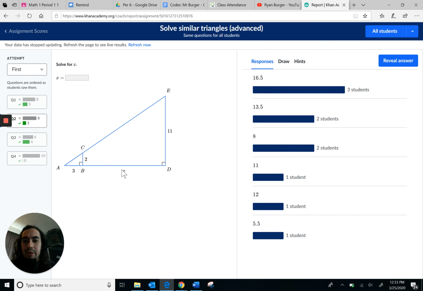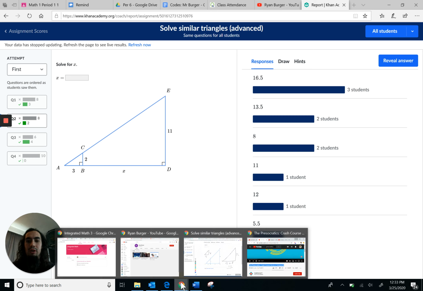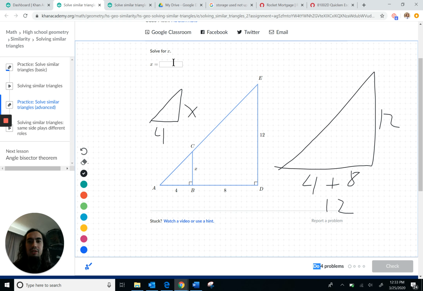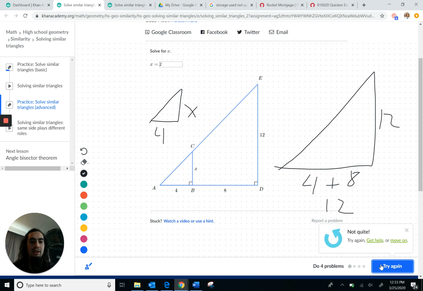Now, one of the big differences here is that the x is on the base, and I'm going to show you how to do that real quick. So to move to the next question, I'm just going to put a wrong answer here. The answer is not 2, but whatever. Check. It's going to let you try again. I highly recommend you try again. Don't click move on. I'm going to do it right now just so I can get to the next problem.